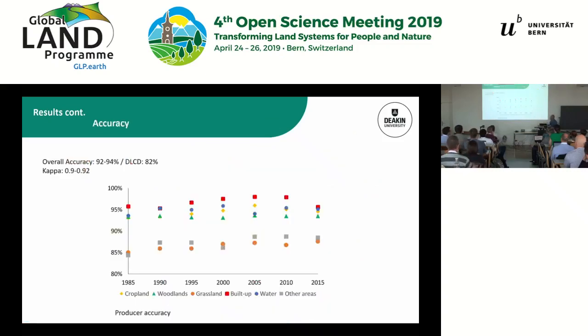The accuracy of our estimates is between 92% and 94% throughout the time. And if we compare this with our reference map, the DLCD, that one has 82% accuracy. Our kappa values are around 0.9, and the producer accuracy for every class is pretty high. It's pretty good in every class.